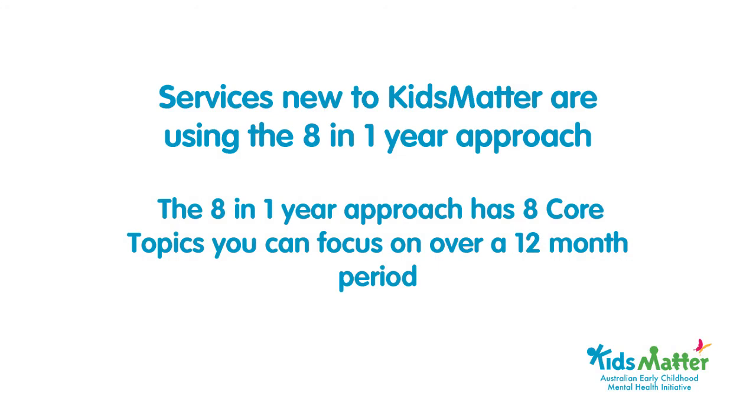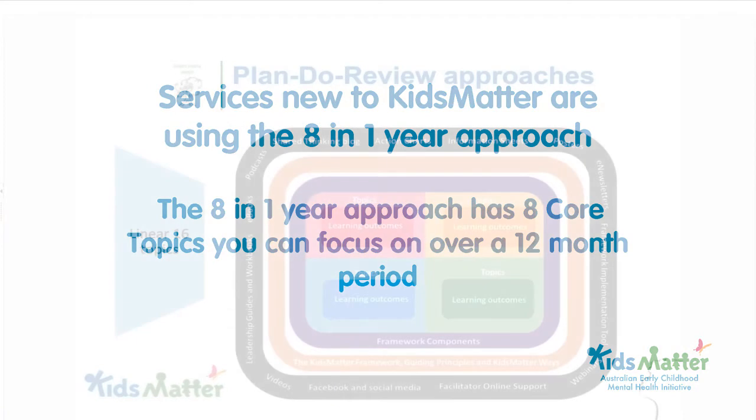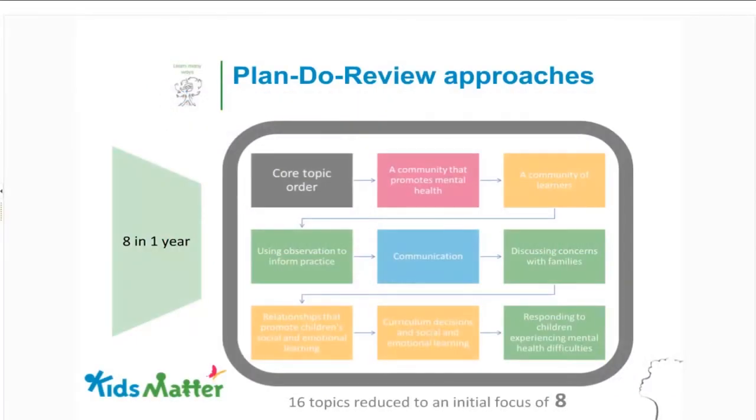I'm going to talk a little bit now about the 8 in 1 year approach as well. As Rita said, there's 16 topics overall in the KidsMatter professional learning, and some people choose to start at component 1 professional learning topics and move their way around. What we've also found is that there could potentially be another way to do it, and this approach actually reduces the initial 16 topics to an initial 8 topics. We still want people to consider going on throughout the next 16 topics, but this is really a package that we're suggesting that will help you make choices about where to focus your professional learning.